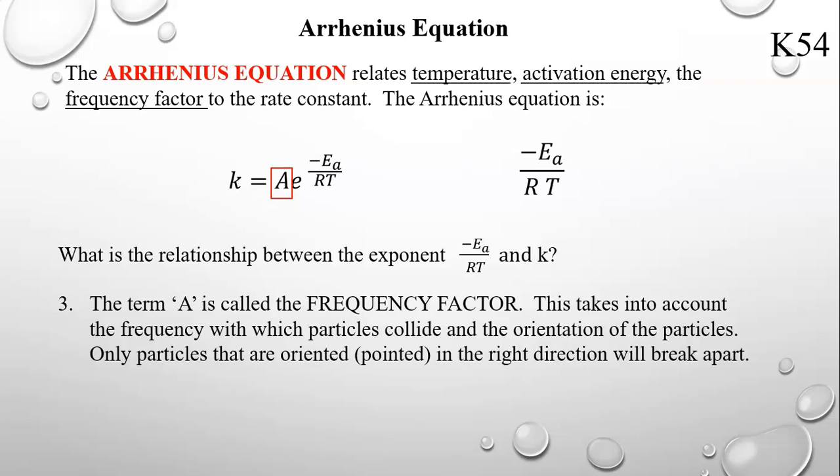Now you may ask, how can they measure the orientation? How do you put a number to that? And the answer is, I don't know. But your chemistry textbook won't explain it either. It's just something that they come up with through experiments as to whether the A is a bigger number or a smaller number. Only particles that are oriented pointed in the right direction will break apart. So you can clearly see as A gets bigger, K will get bigger.